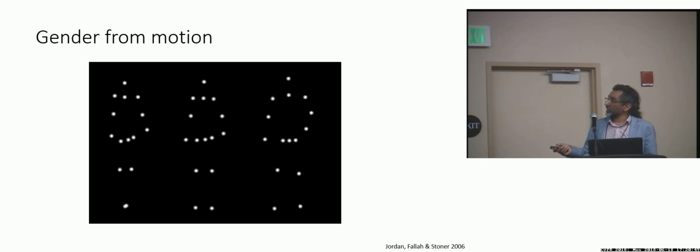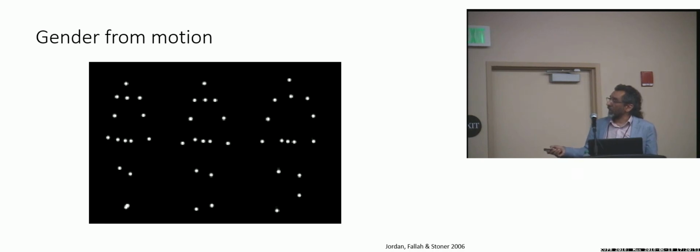So we actually studied that and showed how that works in the sense that when you adapt to a single gender that's only defined by how the dots move, you can actually take an ambiguous figure and shift it to appear of the opposite gender. We have gender space for biological motion.